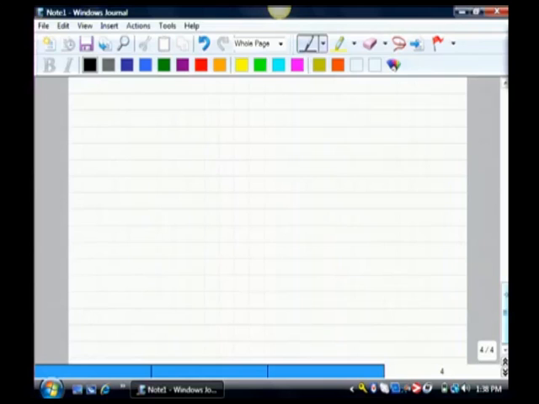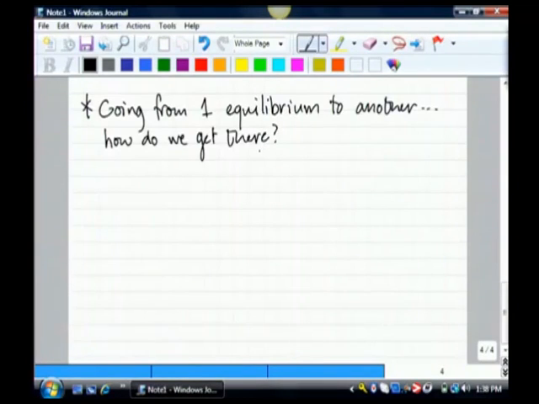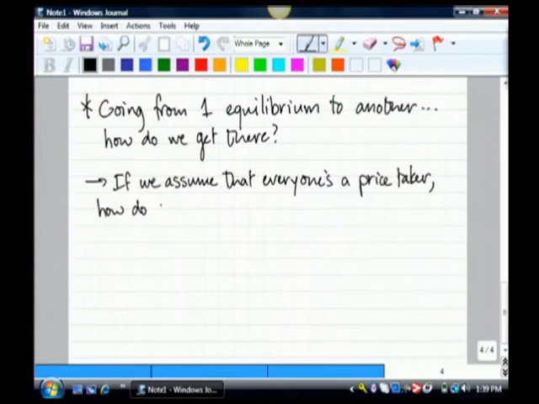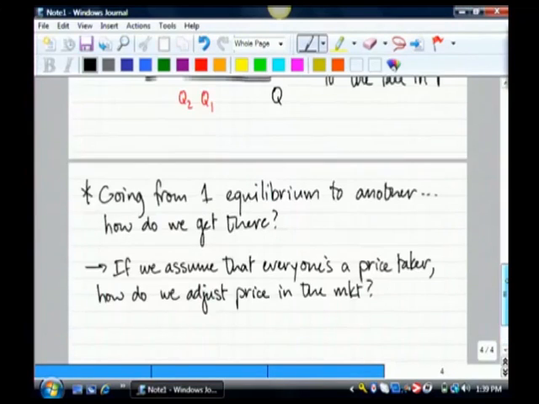Anyway, the other thing, the reason why I scrolled down here, is to get to this other issue, which is about the adjustment from one equilibrium to another. How do we get there? That's a legitimate question here in the model as we've been developing it, because we're assuming that everybody's a price taker. How do we adjust price in the market? And the answer is, in other words, we don't have a good answer for that, at least in the context that we've been talking about it. So what we have to do is we have to fudge a little bit.